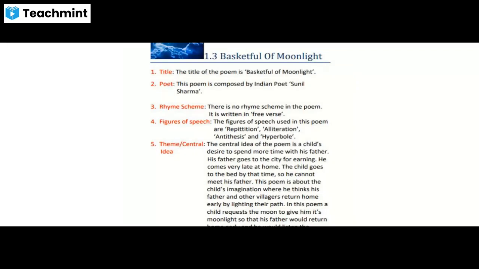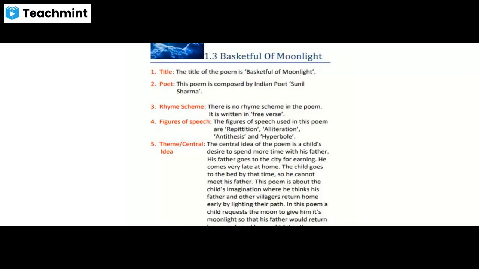Figures of speech. The figures of speech used in this poem are repetition, alliteration, antithesis, hyperbole. आता हायपरबोल एक्झाम्पल आपण जर पाहिलं की द होल विलेज गोज टू सिटी डेली टू वर्क, हे सुद्धा एक्झाम्पल आपण हायपरबोल मध्ये घेऊ शकतो. हायपरबोल की संपूर्ण गाव, म्हणजे विश्वास बसत नाही, त्यामुळं इथं आपण ॲलिट्रेशन आहे, रिपिटेशन आहे, टॉटॉलॉजी आहे, सिनेक्डट आहे.